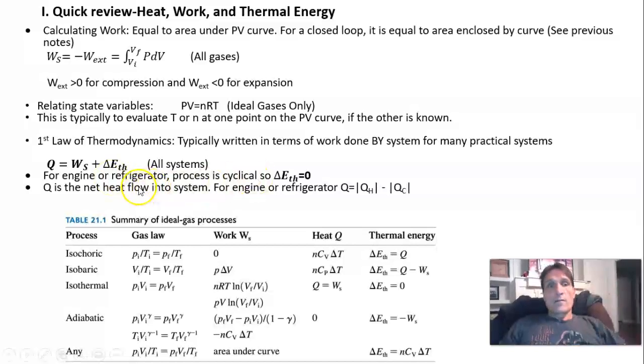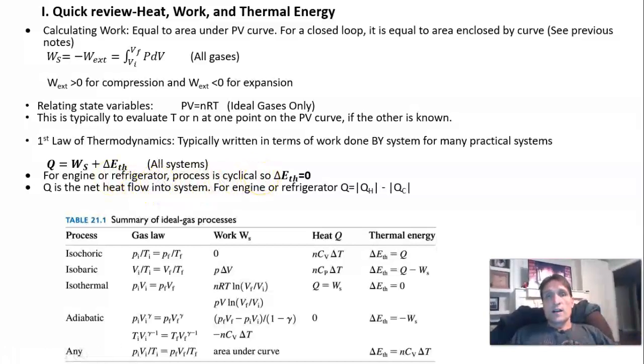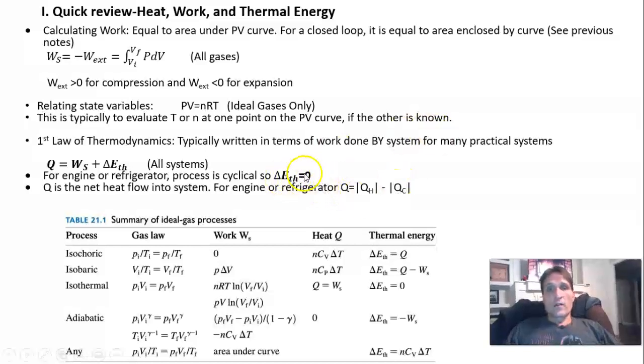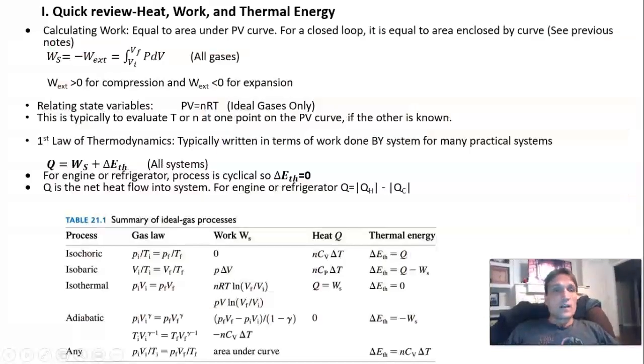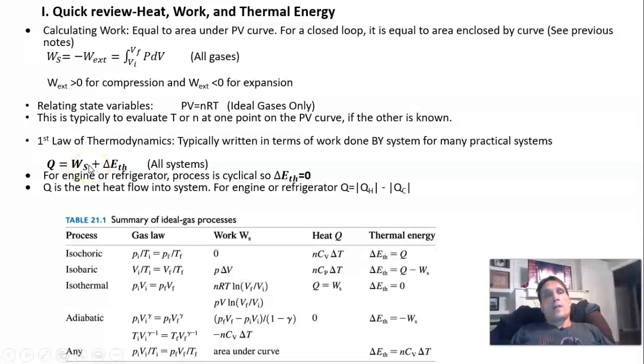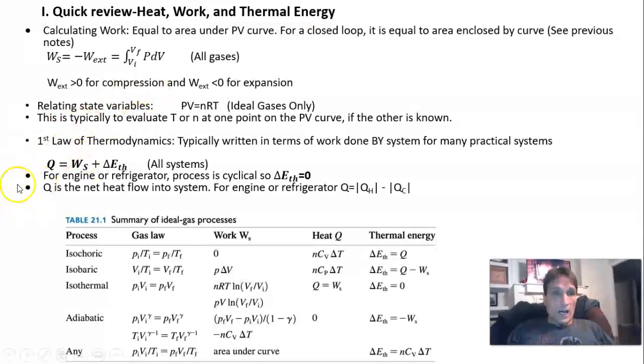And then remember, for the engine or refrigerator, the process is cyclical, meaning it ends up at the same temperature, pressure, and volume as it started, and so the change in the thermal energy is zero. And for these cyclical processes, these engines and refrigerators, delta E thermal is zero, and you just get that Q is equal to WS. Now remember, this WS, the work of the system, is the mechanical work, and so for a heat engine, this is the work out. WS is work out, and for a refrigerator, WS is the input work, W in. So these are important equations.